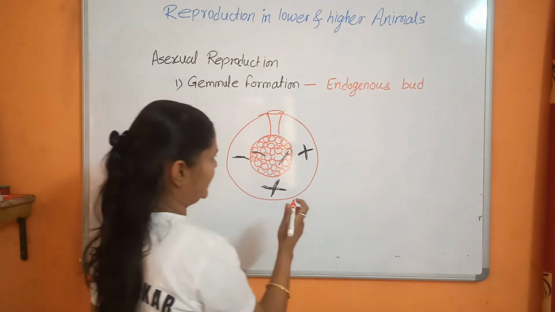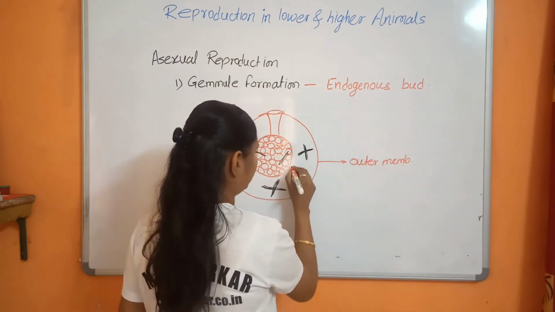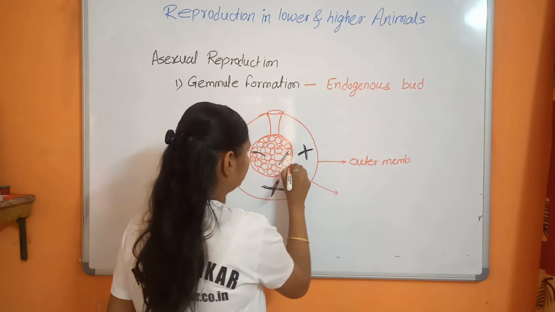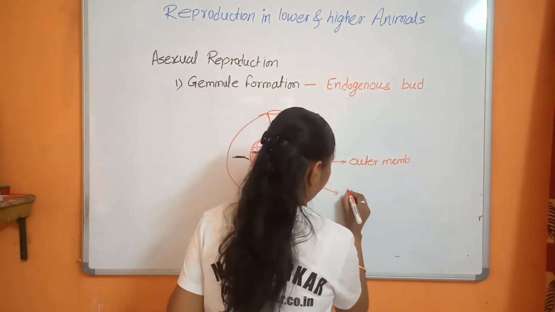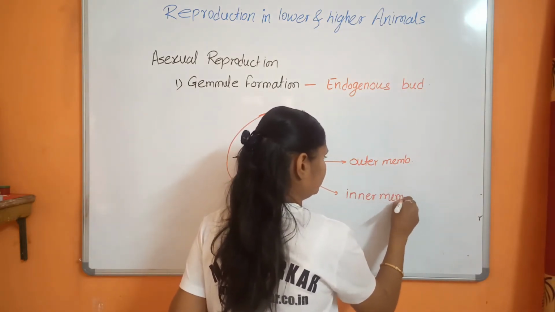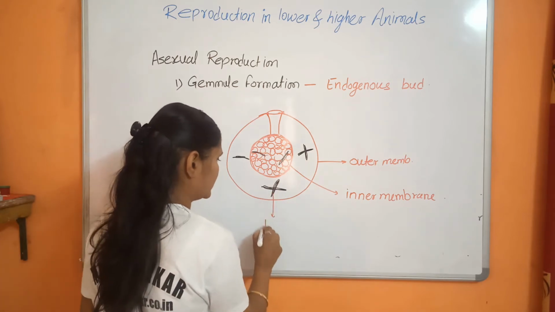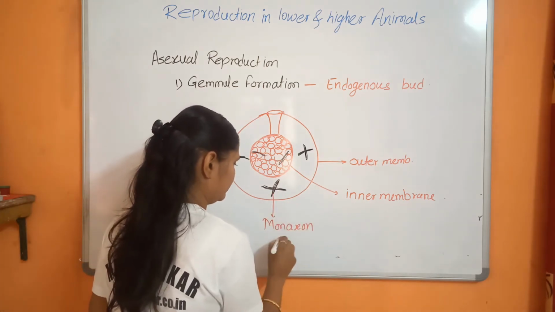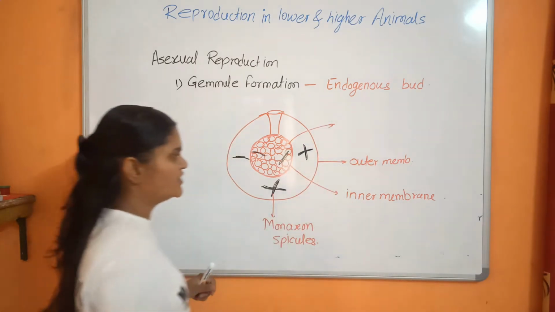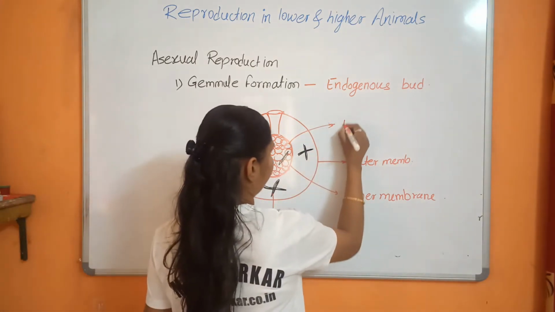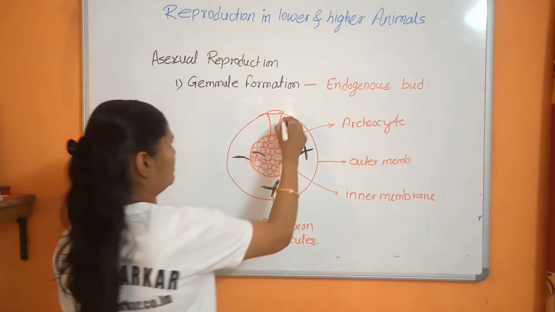So what exactly does a gemmule contain? This is the outer membrane. This is the inner thick membrane, which is secreted by special cells, amoebocytes. Then these are monoaxon spicules. And very special cells inside this inner membrane are called archaeocytes. And the small opening is called the micropyle.